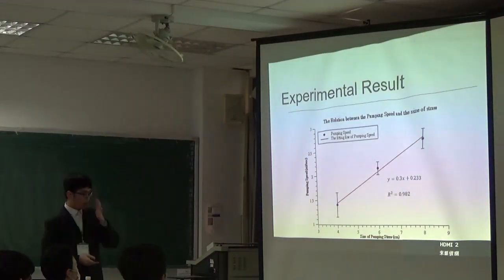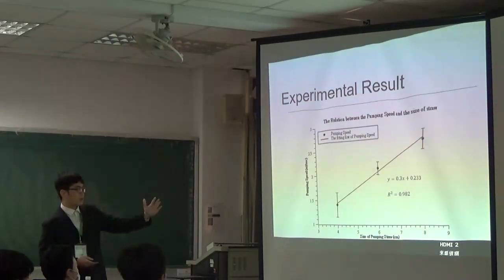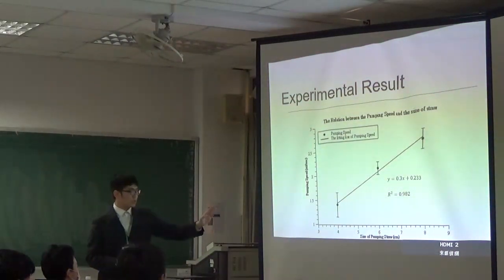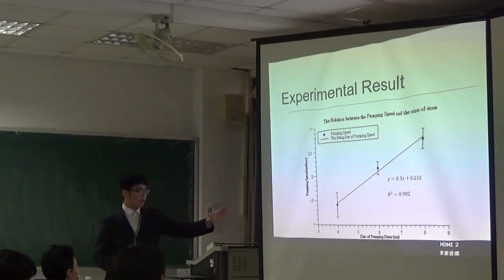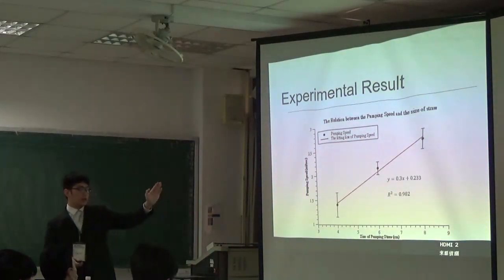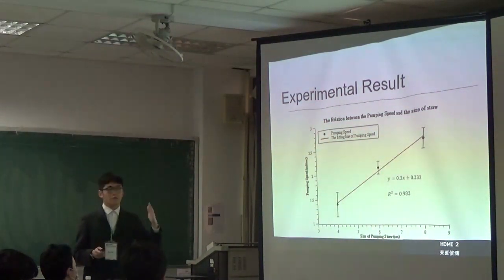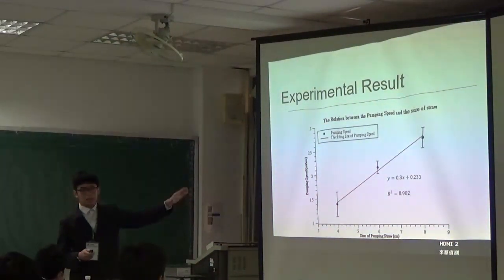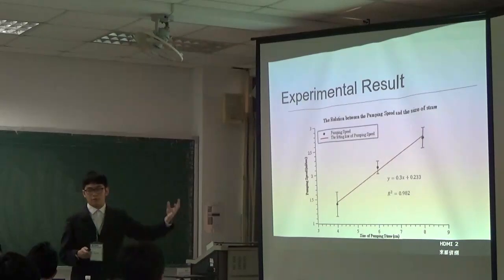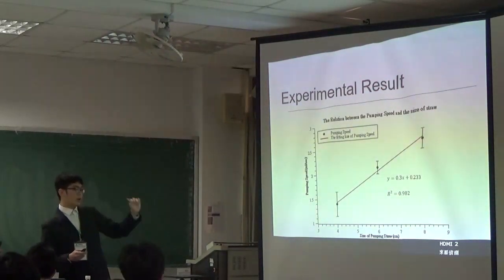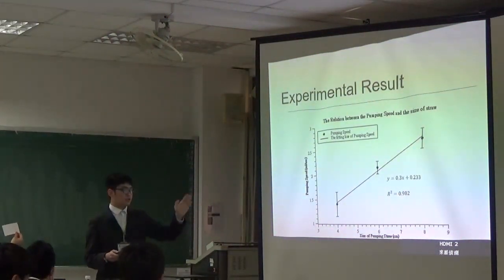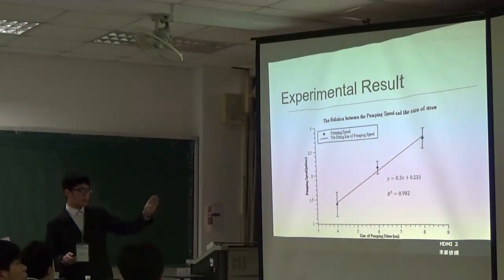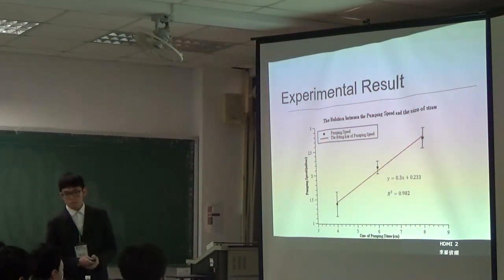And in this chart, we can know that if the size of the pumping shore is bigger than 8 centimeters, the water cannot flow out. This is in a situation where the rotating speed is 4 RPS. So we can know that in this situation, the threshold that can pump the water out is 8 centimeters.